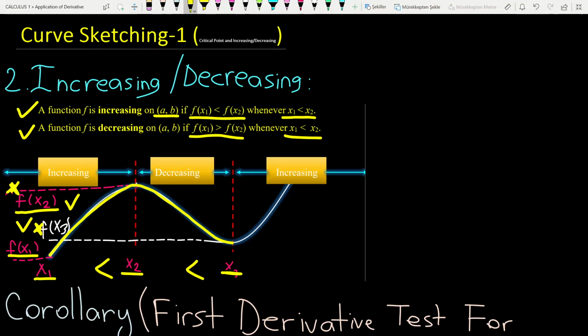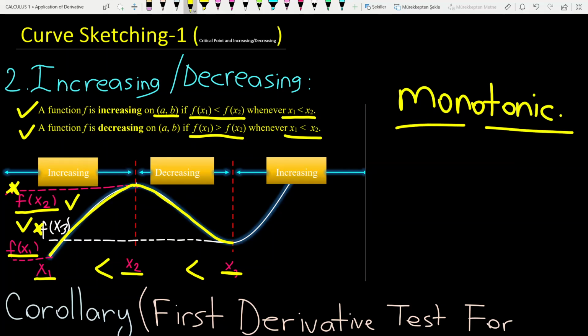I have another definition, which is monotonic. A function that is increasing or decreasing on an interval is called a monotonic function. So, if a function is increasing or decreasing, it is called monotonic. If it's monotonic, then it's either increasing or decreasing on a given interval.